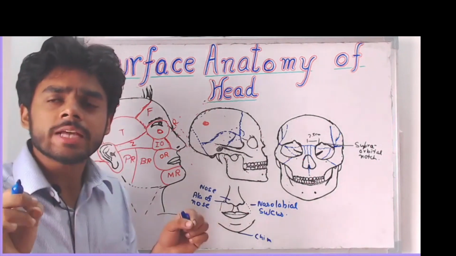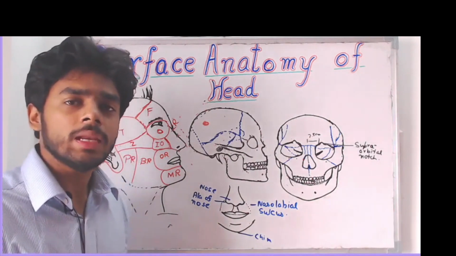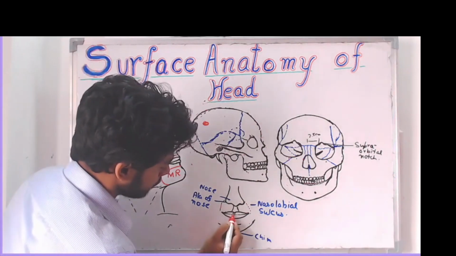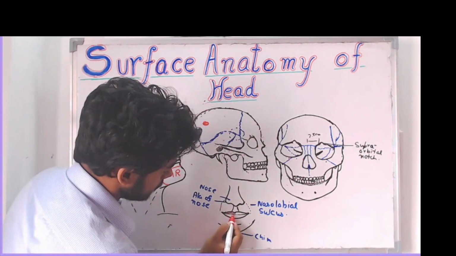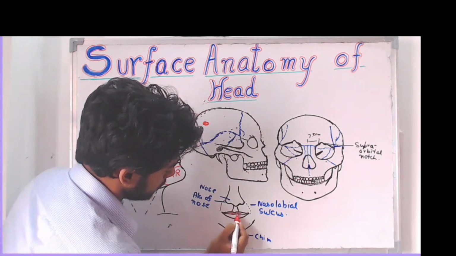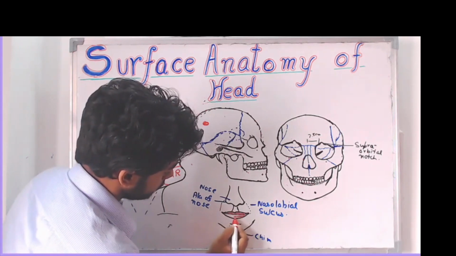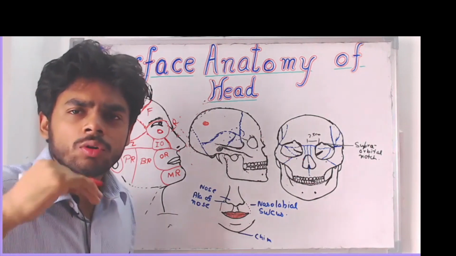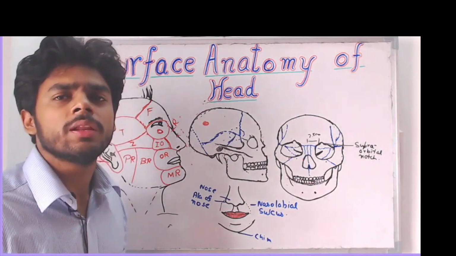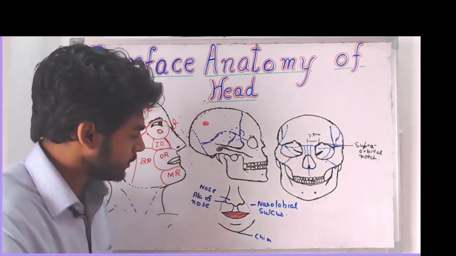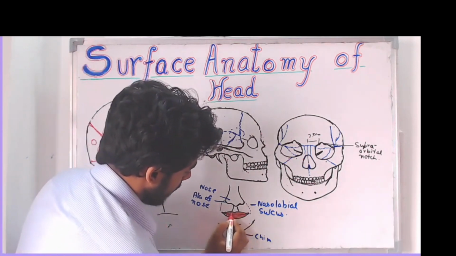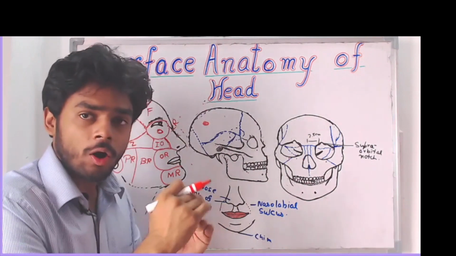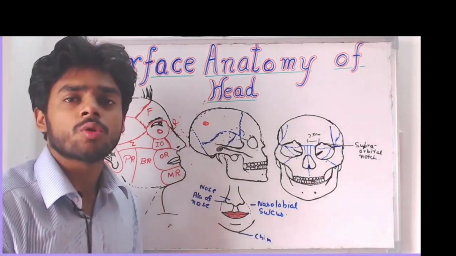The lips have a pinkish zone called the vermilion zone. I don't have a pink pen, so I will mark it with red. This pinkish zone is called the vermilion zone, and its outline is called the vermilion border. It is the junction between the pink part and the part made of skin.